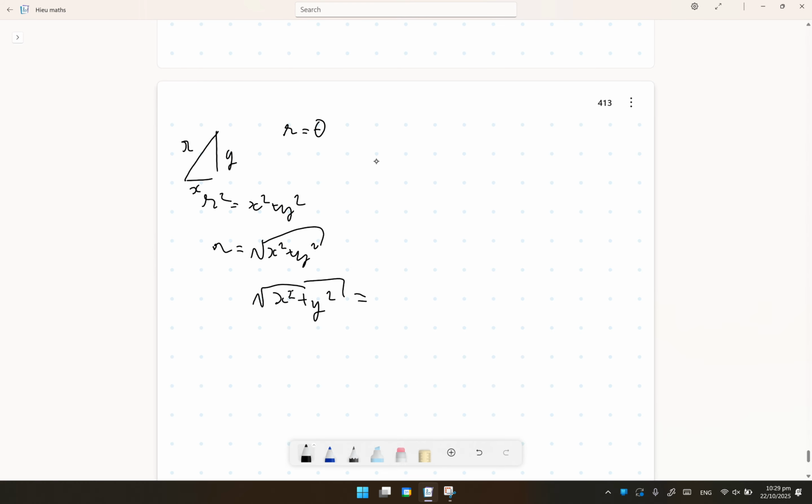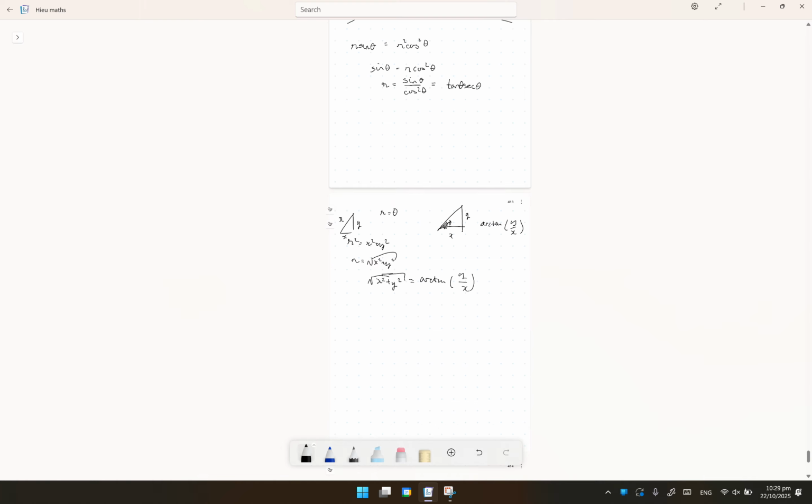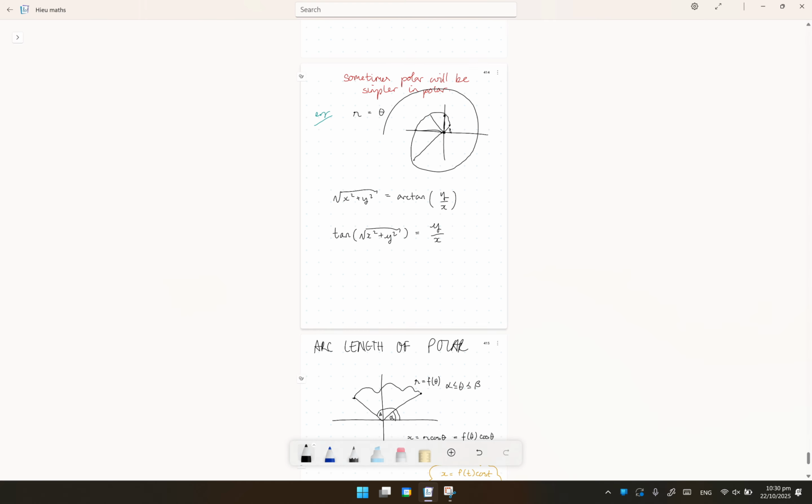Well, theta, if you think about it, is y and x, so theta is just the arctan of y over x. And therefore we can say x squared plus y squared is equal to the arctan of y over x. And I believe there was another step to it.